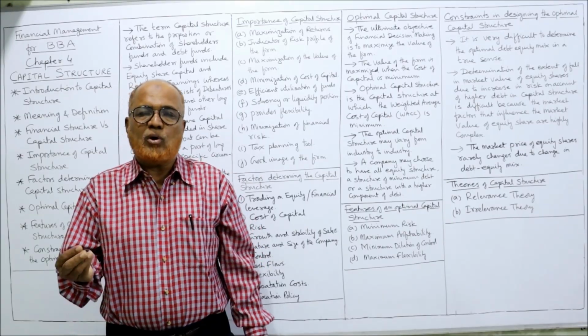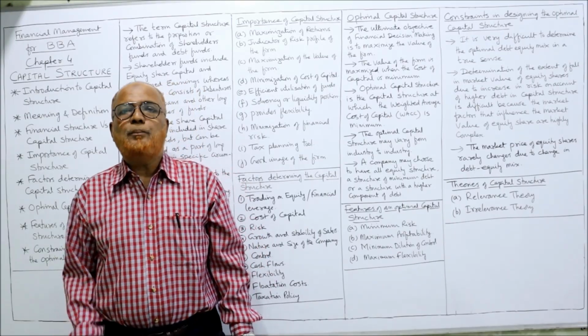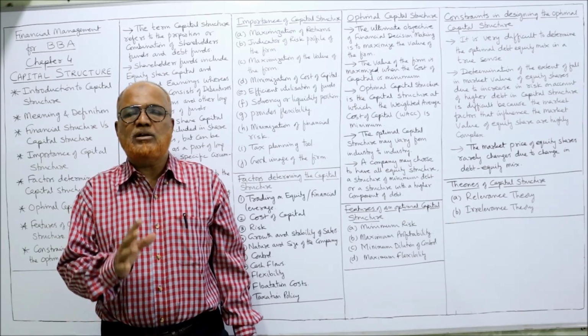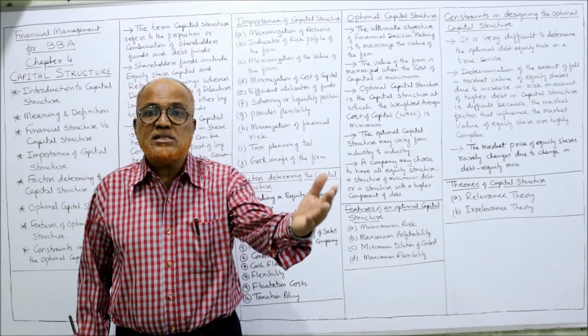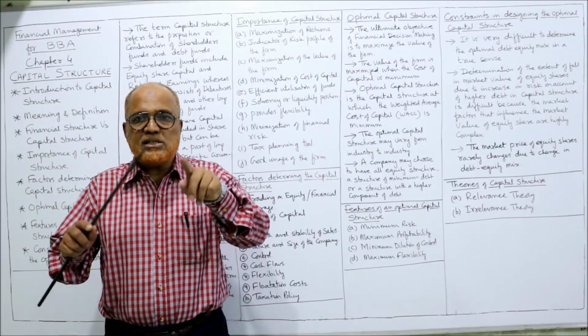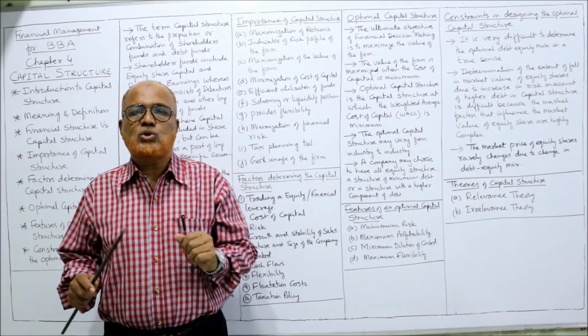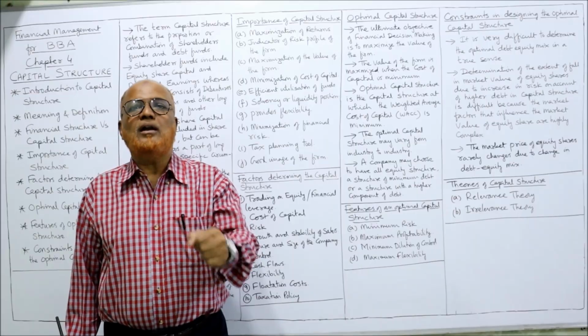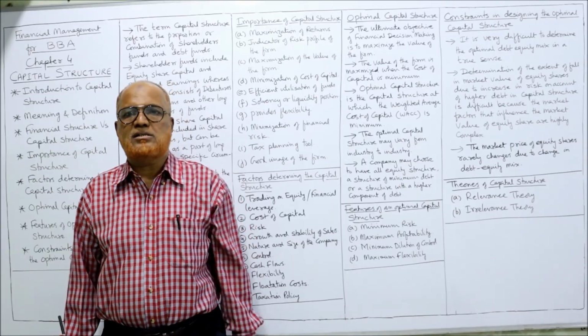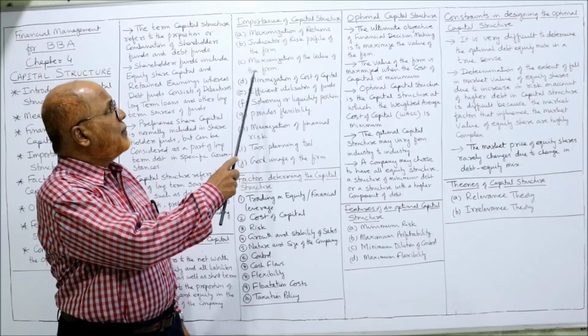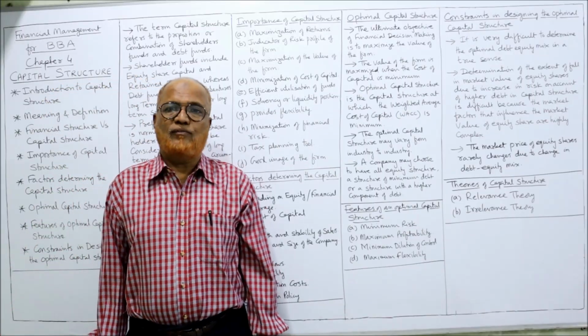So whenever a person wants to invest in a company, the potential investor wants to see what is the risk in the business. So this capital structure will show the risk profile of the company, how risky it is. Next one is maximization of the value of the firm.